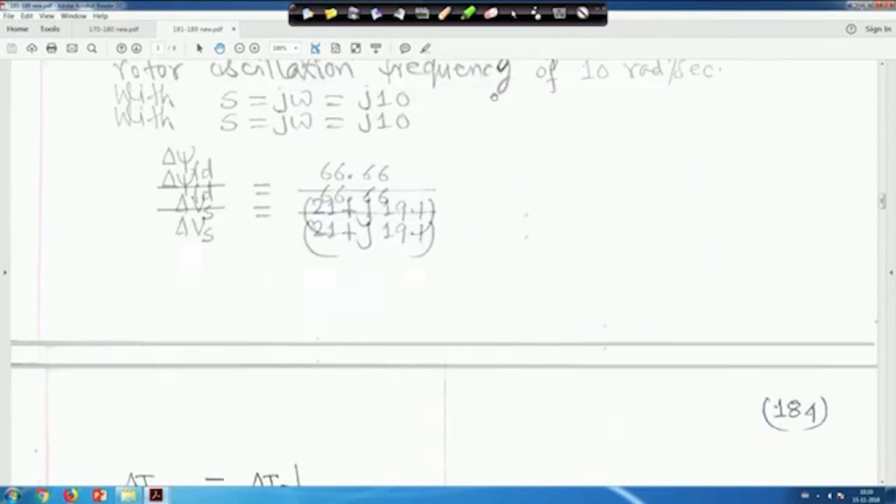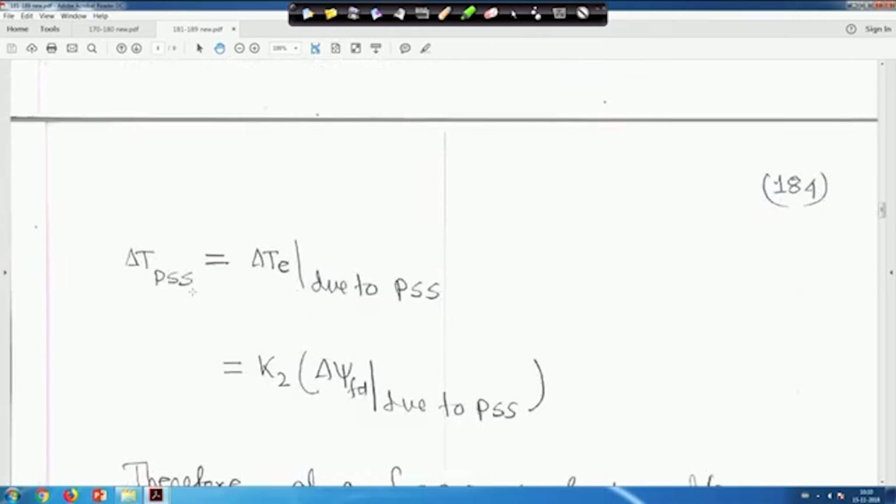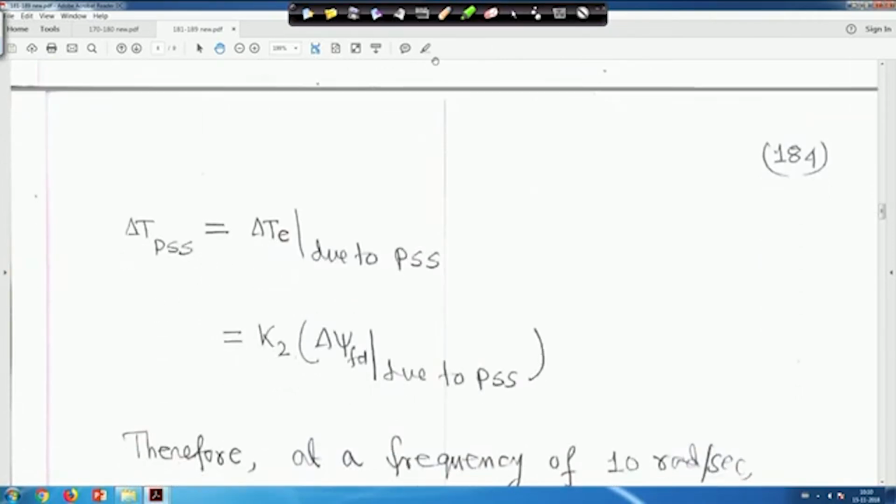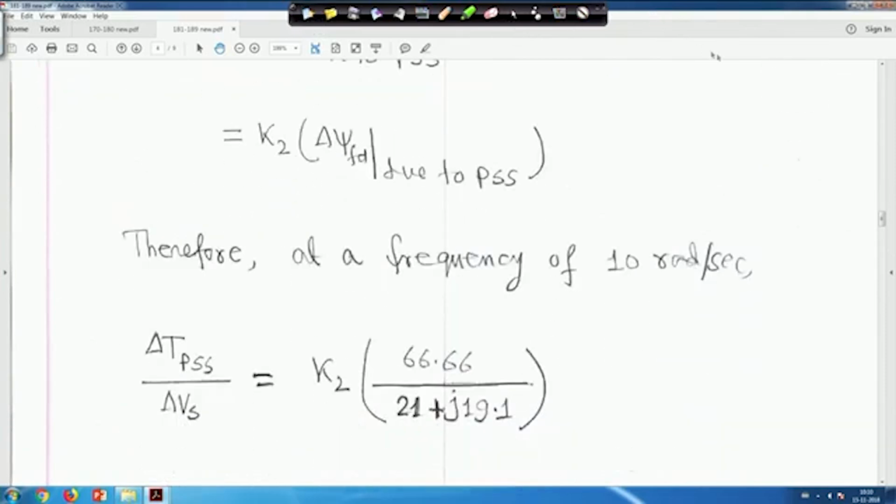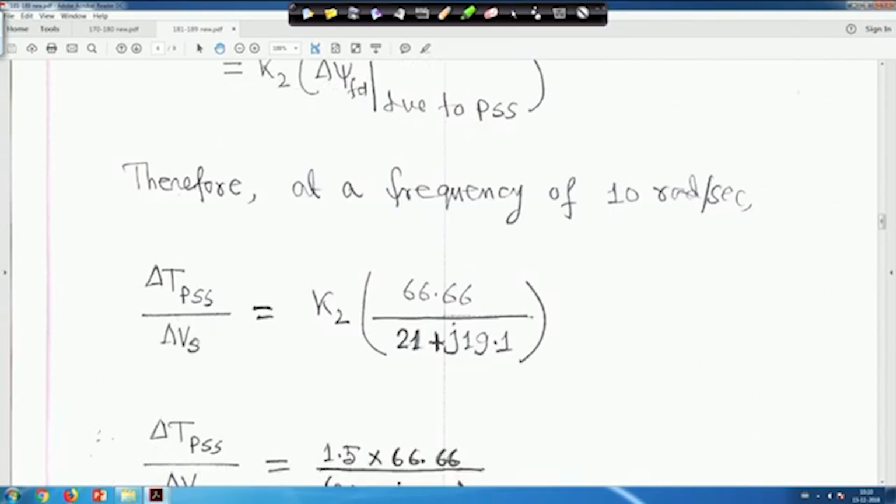So, you simplify, right. Now we are changing the term to delta T PSS, that is delta T due to PSS, which will be K2 into delta psi f d due to PSS, that I wrote earlier also, right. Therefore, at a frequency of 10 radian per second, delta T PSS upon delta Vs we can now write like this, right. The meaning is completely clear to you: it will be K2 times 66.66 upon 21 plus j 19.1.